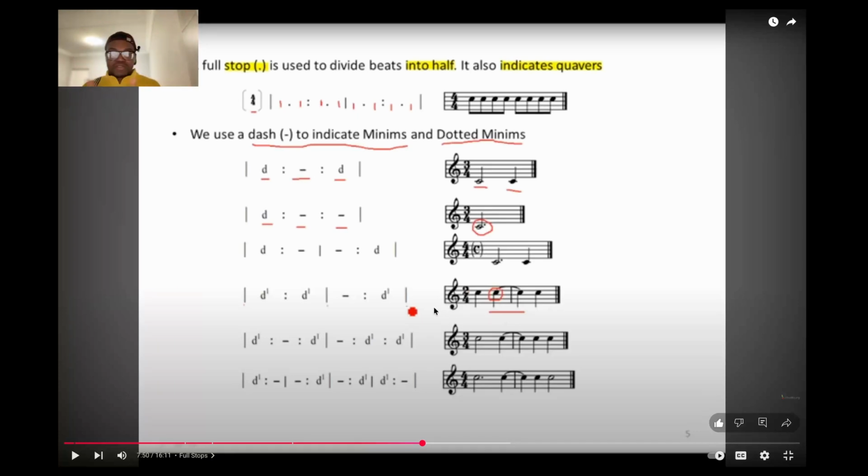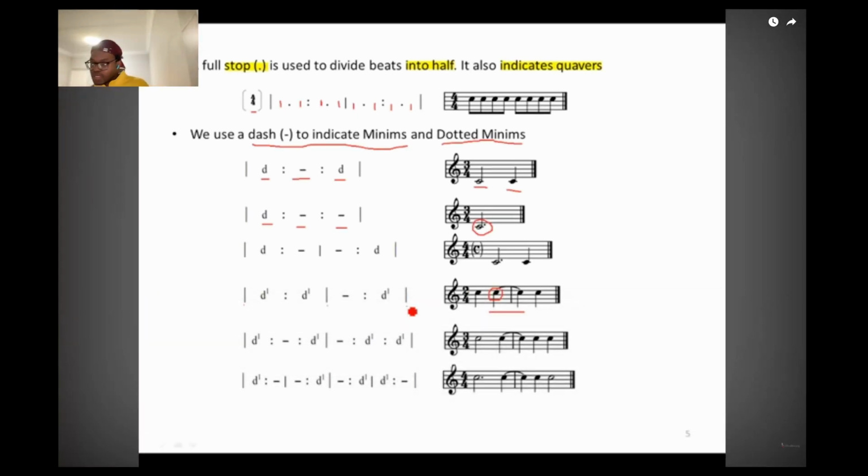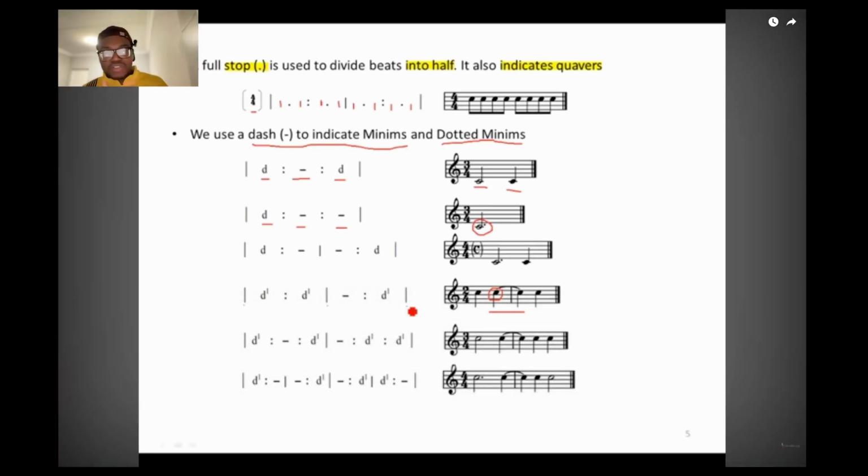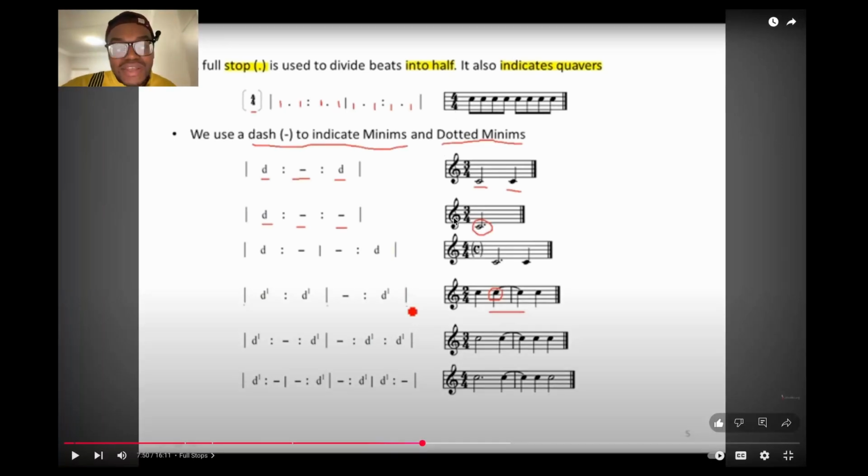So bars just start over again and again. In this case, 4 quavers, 4 beats make up a bar. 1, 2, 3, 4. 1, 2, 3, 4. Here, 3 quavers make up a beat. Yeah, it's just to simplify it for you.